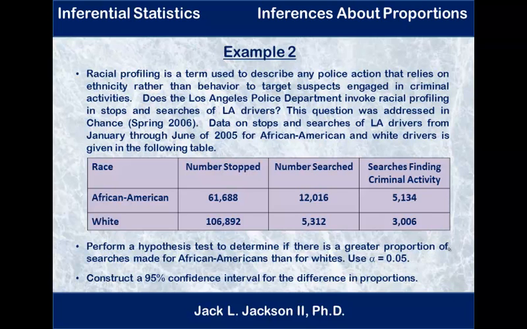You can see that we have the number stopped, number searched, and then of the ones that got searched, the number that actually resulted in finding a criminal activity. So we want to perform a hypothesis test to determine if there's a greater proportion of searches made for African Americans than for whites. And we're going to use an alpha equals 0.05 level. And then we're also going to construct a 95% confidence interval for the difference in proportions.